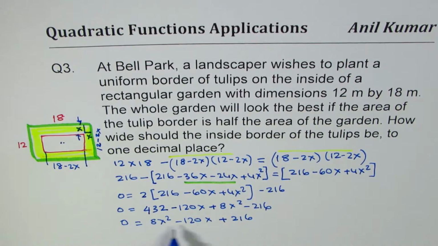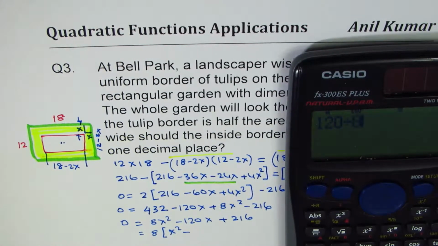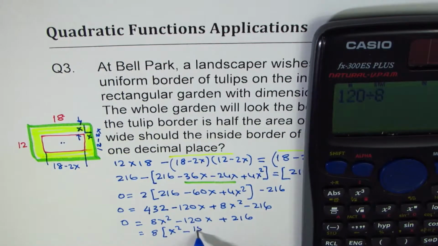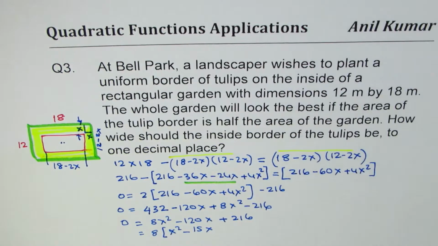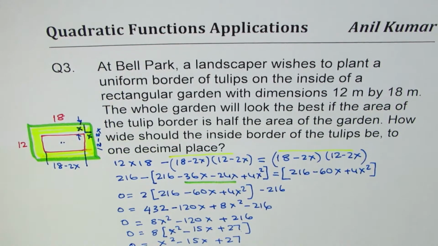Now here you could simplify this. You can divide everything by 8. You can take 8 common. You get x squared minus, let's divide 120 by 8. 120 divided by 8 gives us 15. And 216 divided by 8 is 27. So 8 cannot be 0, but this factor could be 0. So that gives me that 0 equals x squared minus 15x plus 27, correct? So that becomes the quadratic equation which you need to solve.